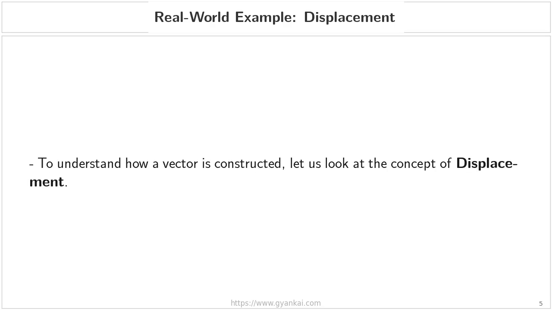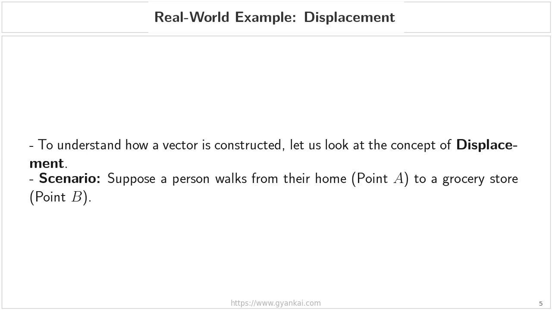Real-world example, displacement. Now that we have covered the formal definitions and the notation, let's move away from abstract theory and look at a real-world example to see how a vector is actually constructed. We are going to look at the concept of displacement. Imagine a simple scenario. A person leaves their home, which we will label as point A, and walks to a grocery store, which we will label as point B.